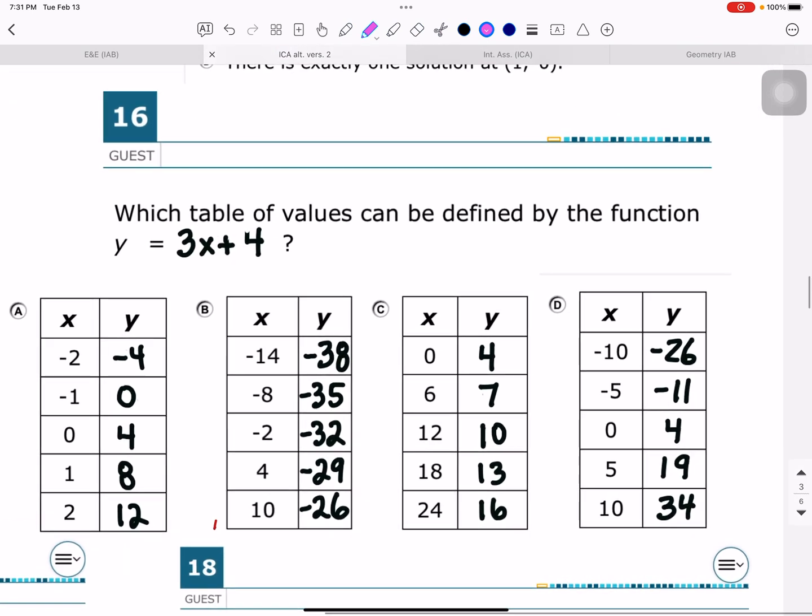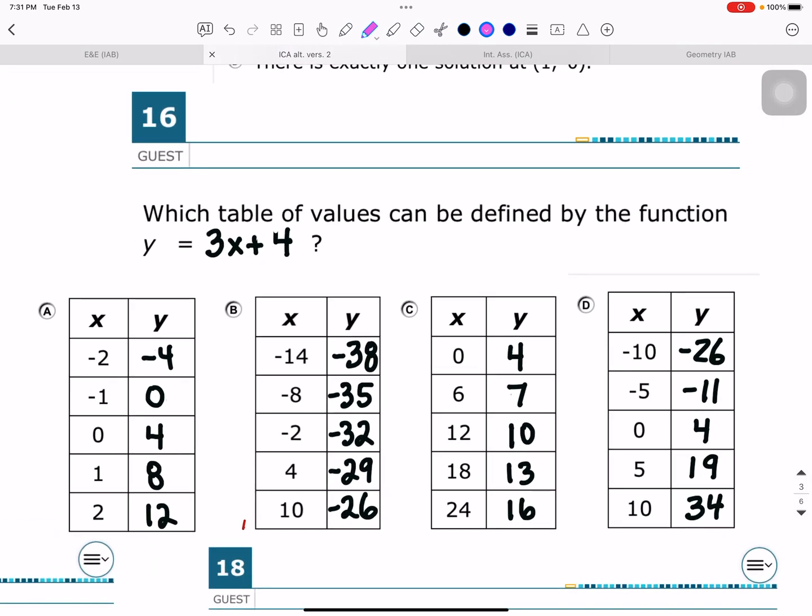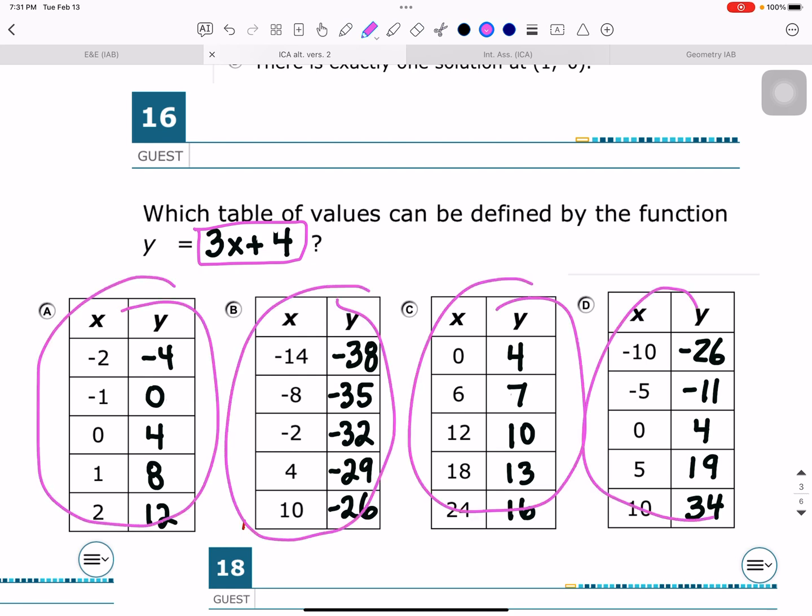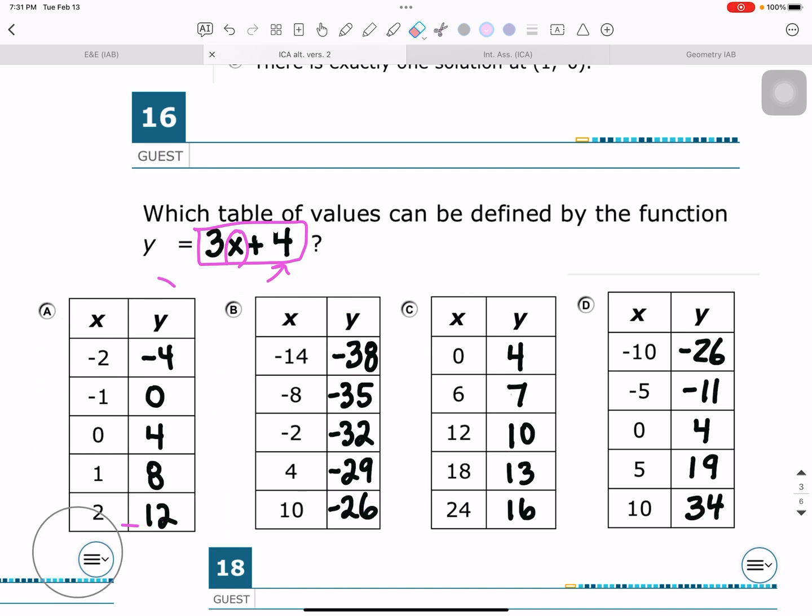All right, 16. Let's see. Which one of these is 3x plus 4? If they already give me the answer choices, I'm just going to try them out. Which one of them can I take my x and multiply by 3 and then add 4? I'm going to choose some numbers. I'll choose 1.